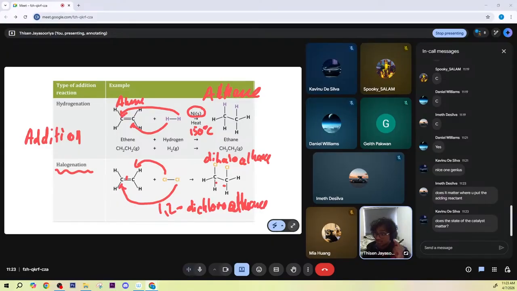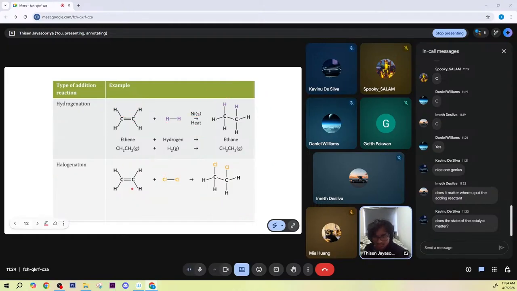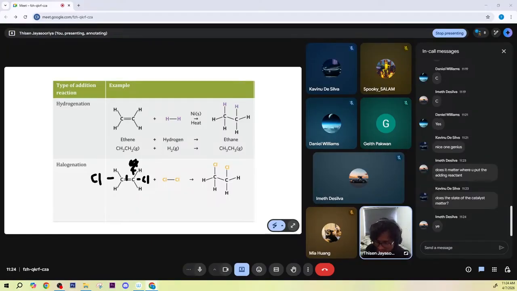Oh, yes. So, like here, right? I'll just clear this really quickly. For this example here, you can't have both of the chlorines on the same carbon. They need to be on different carbons. They can't be on the same. And logically that makes sense. I'm breaking the double bond here, and I need to add one more to complete that. Does that answer your question, Emeth? Yeah, okay.